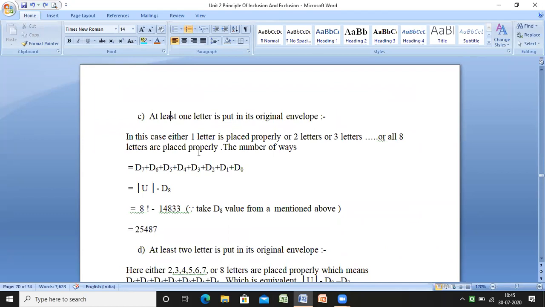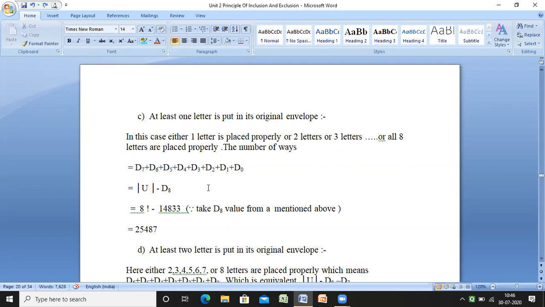So the number of ways is calculated in this way: D7, D6 plus D5, D4, D3, D2, D1 plus D0. These are the number of ways I can get, because here they said at least one letter is put. So the first letter I can put, or the second letter, or three letters, or all letters can be put. So the number of ways, including D0, is all counted, for 8 letters.